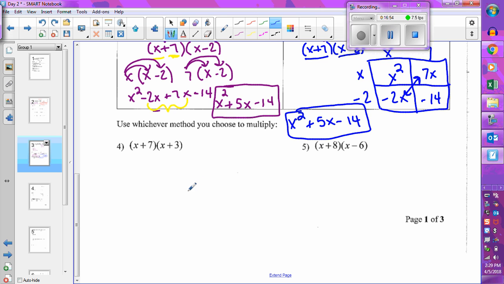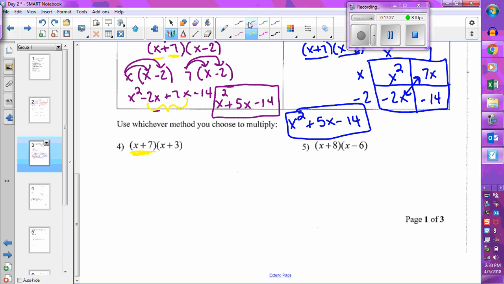So now what we're going to do is multiply these. We're going to work on number 4. What I'm going to do is underline this right here. We're going to use the distribution method. Let's use that first. I underline this because this is what we're going to be distributing to the x plus 3.